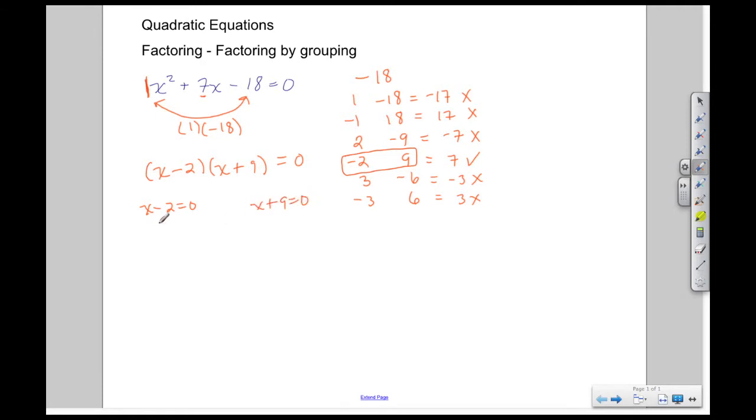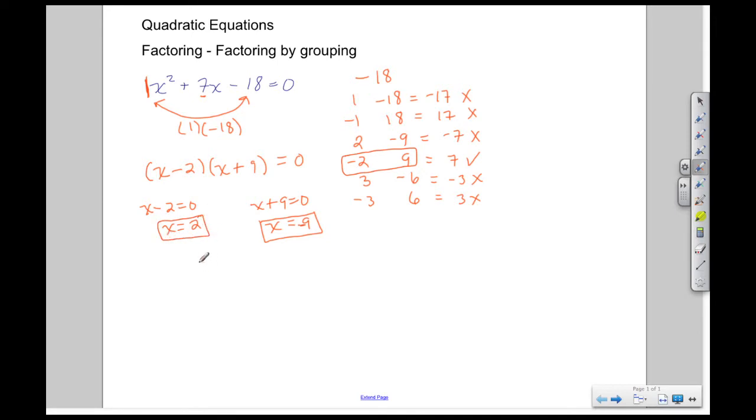So here I have x minus 2 equals 0. Well, that turns out to be that x has to be 2. And over here I have x plus 9 equals 0. So that means x has to be negative 9. Alright, so those here are two solutions, and again this is using what I would call a basic factoring method.